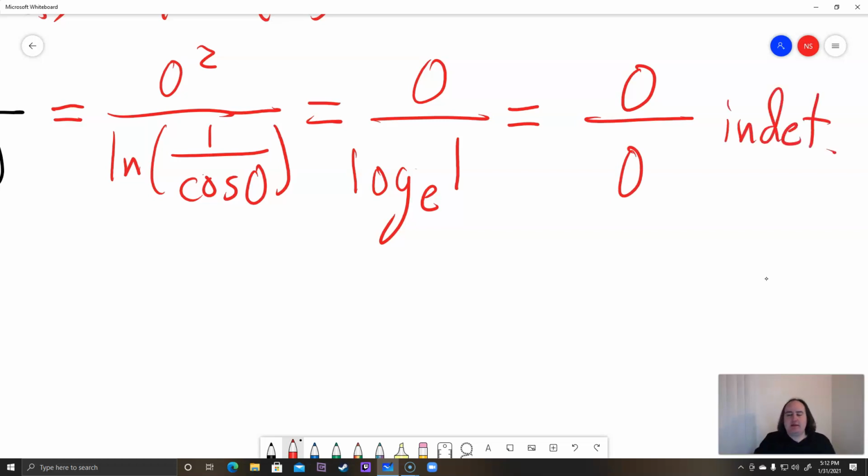But we kind of expected that since it said to use L'Hopital's rule, right? The first one had to be indeterminate to even use the rule. Since it's indeterminate, we're going to go ahead and take the derivative of the top and the bottom.